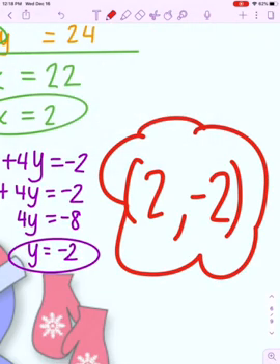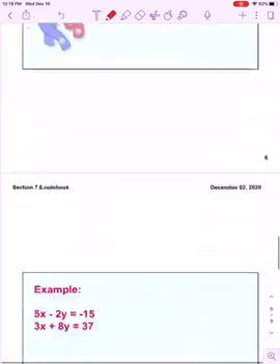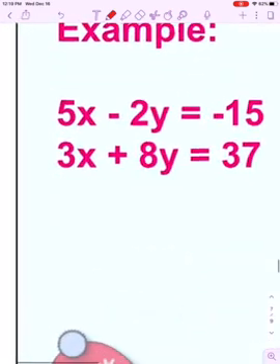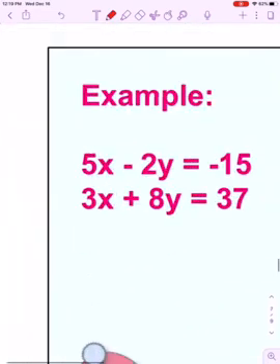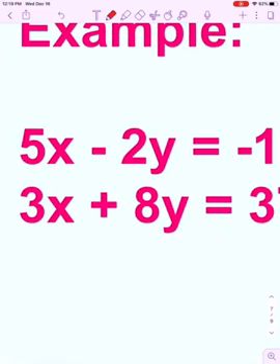And that's the point where the two lines intersect, and you could easily check it in Desmos if you wanted to. Okay? Alright, we'll do this one more together.